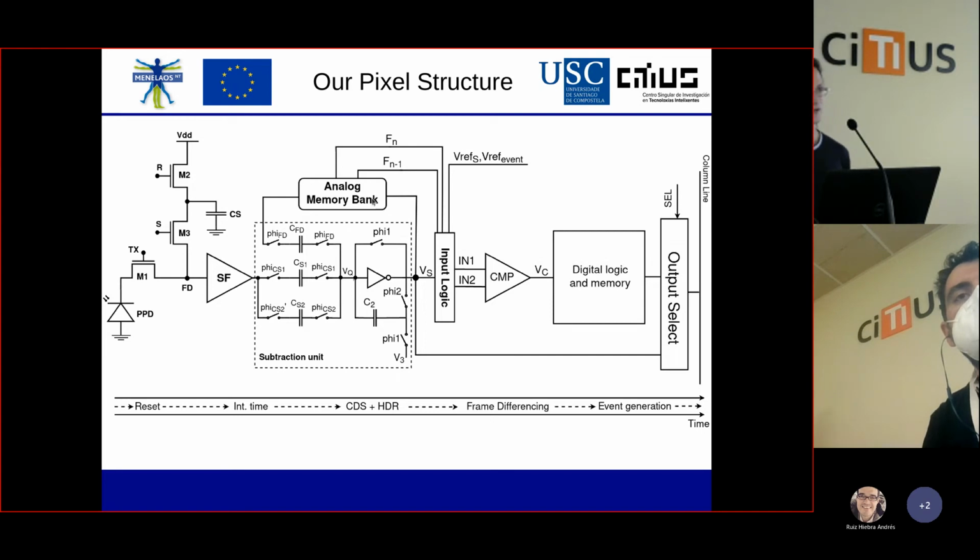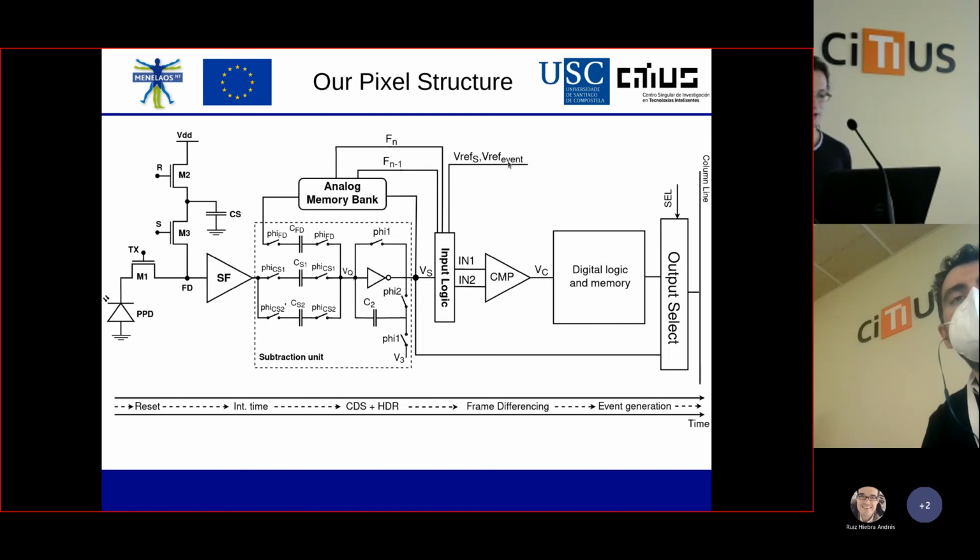Analog memory bank: since we need to know the values of two consecutive frames, this analog memory bank will be used to store them. This is a bit more complex. In order to save capacitors, we need more input logic because it's not as straightforward as just depositing values on frames. So the input logic takes values from the analog memory bank and the output of the subtraction unit, and it juggles them around to make sure the right value arrives at the comparator at the right time.